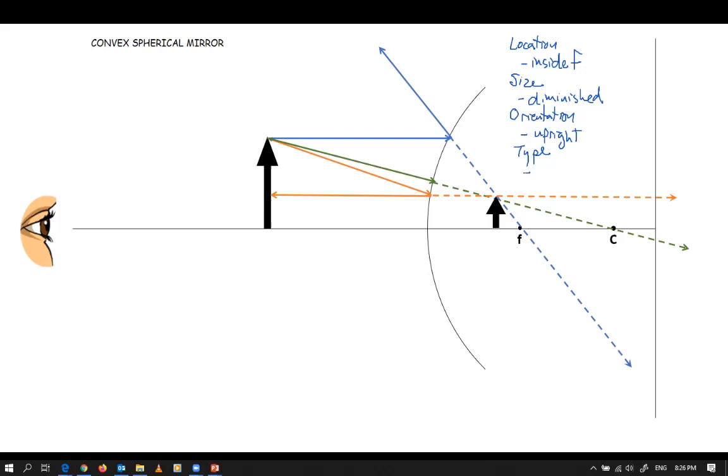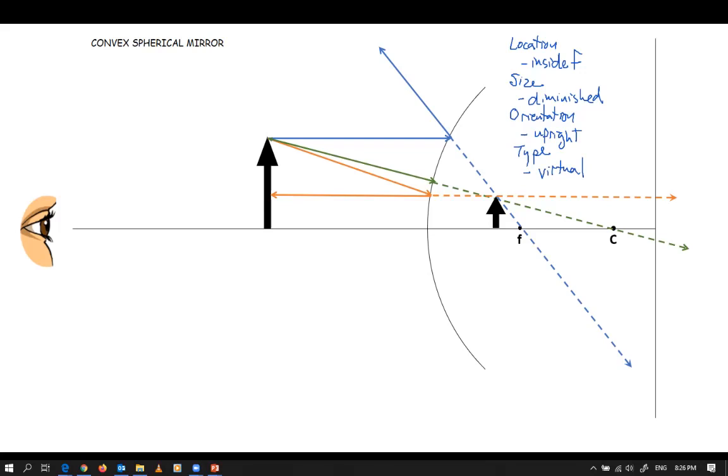And then the type, notice that these are all dashed lines. These are not actual light rays because the actual light rays bounce away from the mirror. So in this particular instance, this is what we would call a virtual image because those are not real light rays that are converging together. Okay, so those are the basics of how to draw convex spherical mirrors.